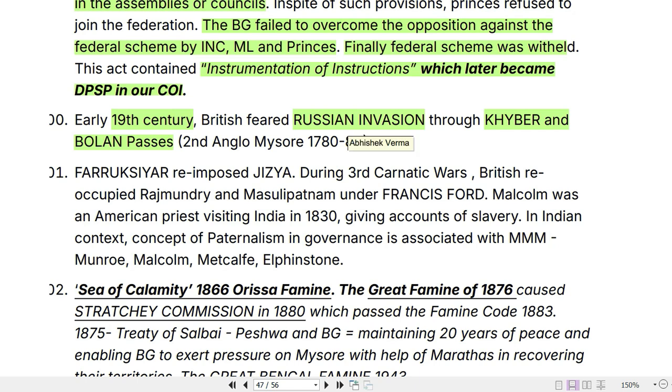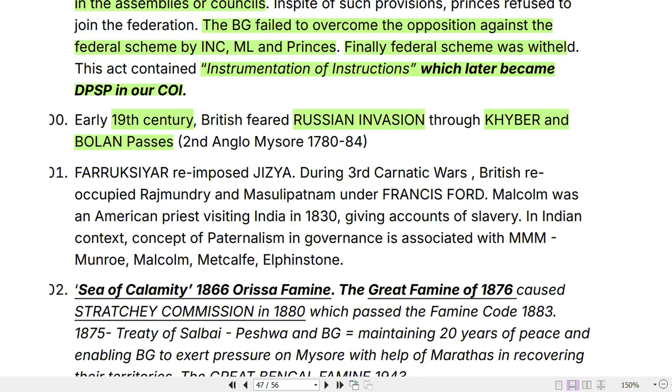Actually, the threat of Russian invasion was always felt by the British government through these Khyber and Bolan passes. Now Farrukhsiyar reimposed jizya, I know that, and during the Third Carnatic War, the British reoccupied Rajahmundry and Masulipatam under Francis Ford. Malcolm was an American priest visiting India in 1830, giving accounts of slavery.